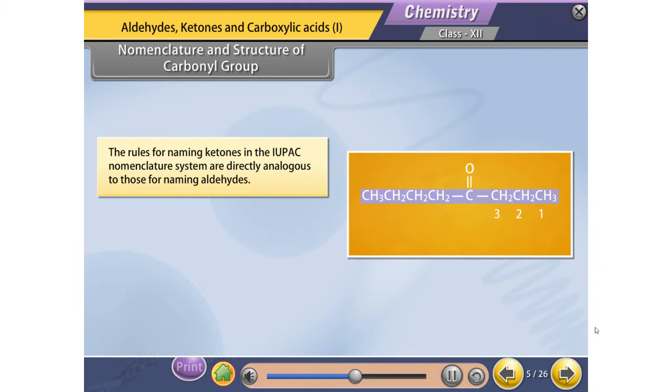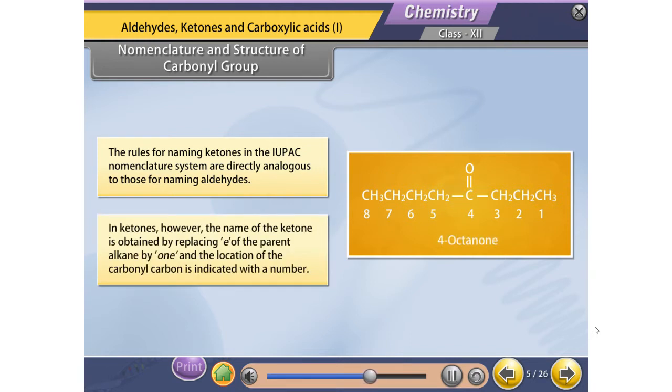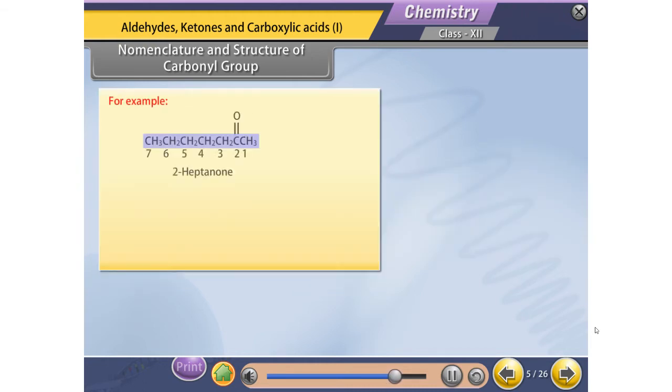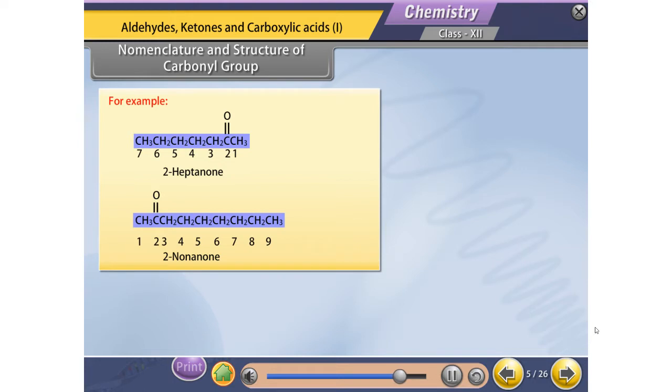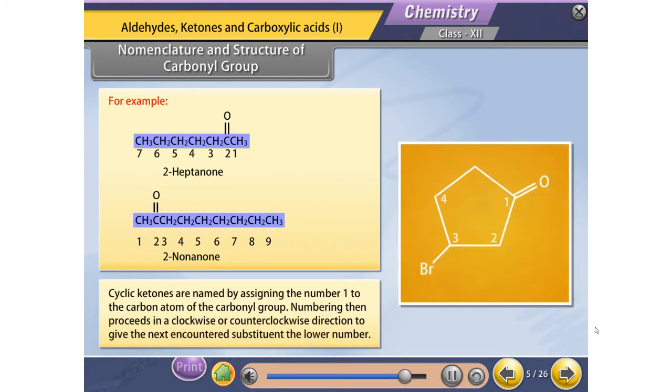The rules for naming ketones in the IUPAC nomenclature system are directly analogous to those for naming aldehydes. In ketones, however, the name of the ketone is obtained by replacing the E of the parent alkane by O-N-E, and the location of the carbonyl carbon is indicated with a number. For example, 2-heptanone, 2-nonanone. Cyclic ketones are named by assigning the number 1 to the carbon atom of the carbonyl group. Numbering then proceeds in a clockwise or counterclockwise direction to give the next encountered substituent the lower number.